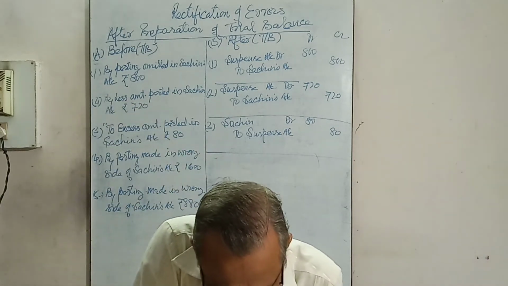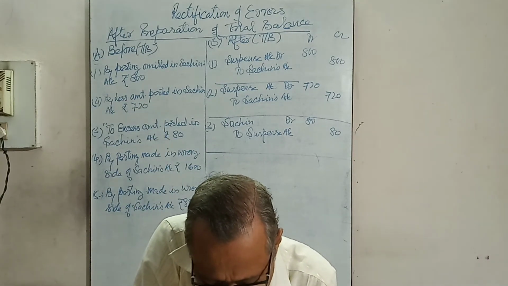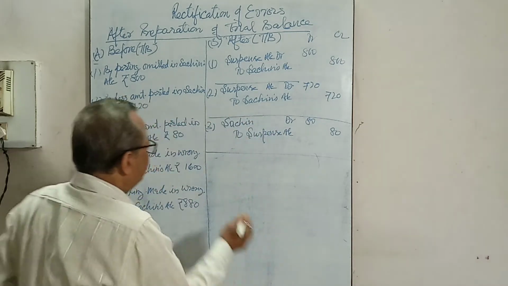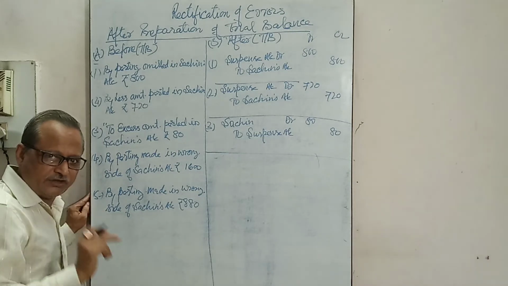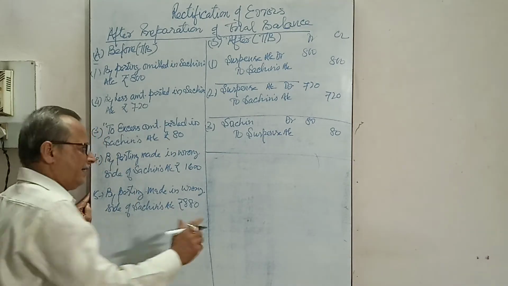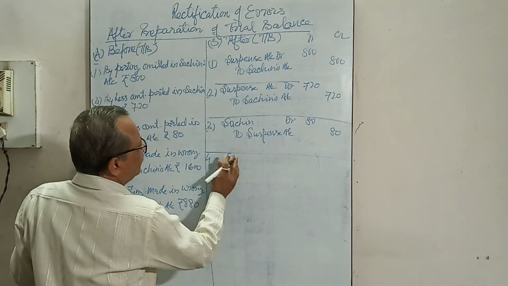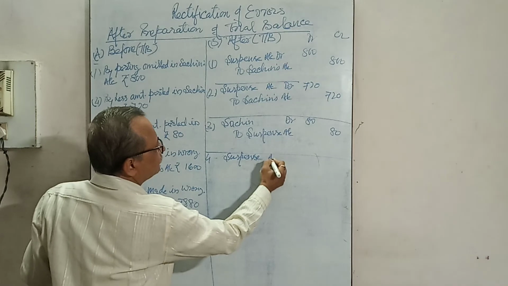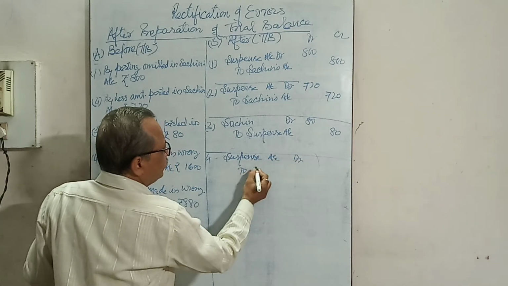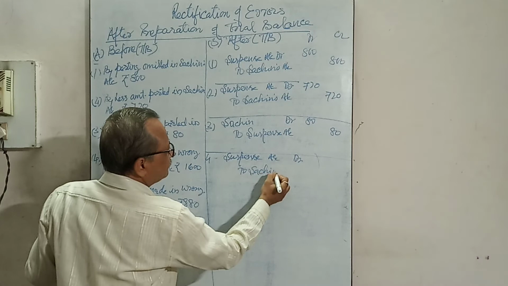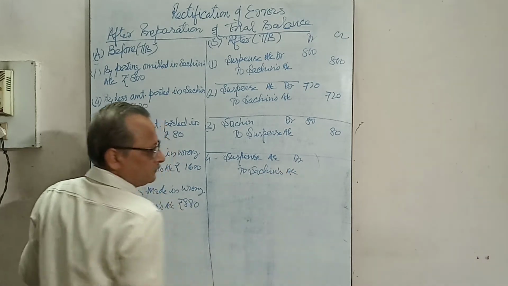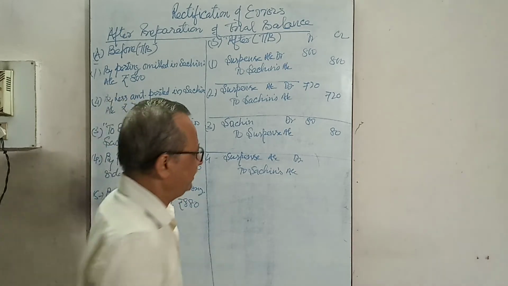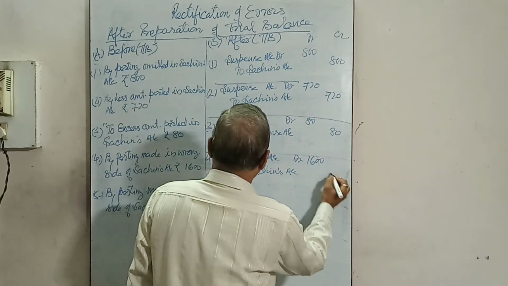Fourth, goods costing 800 purchased from Sachin on credit were posted to the debit side. Now, this was a clerical mistake, wrong side posting. Sachin should be credited. Suspense account debit to Sachin's account 800 plus 800, both debit plus credit, both amounts, that is 1,600.